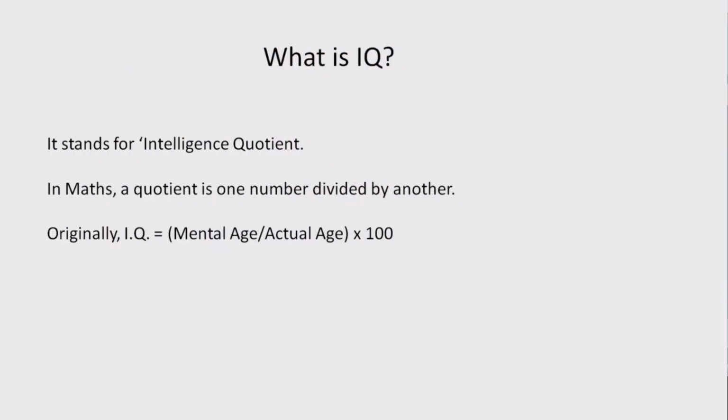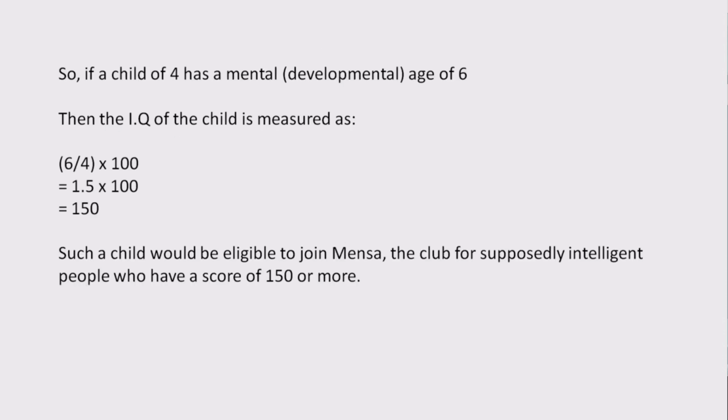So without more ado, this one is about IQ. And what is IQ? Well, it stands for intelligence quotient, IQ. And in maths, a quotient is one number divided by another. And originally, IQ meant the mental age divided by the actual age multiplied by 100.